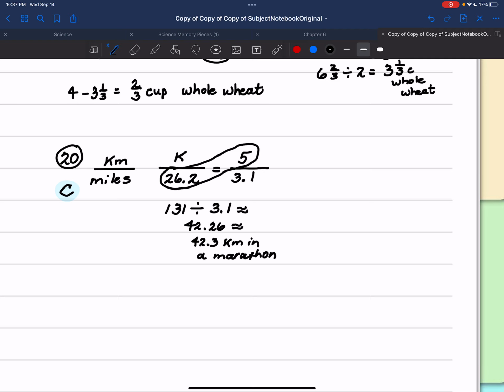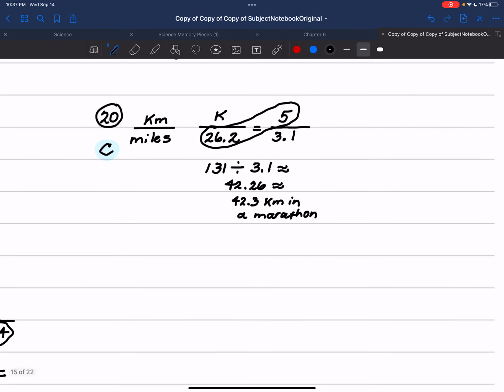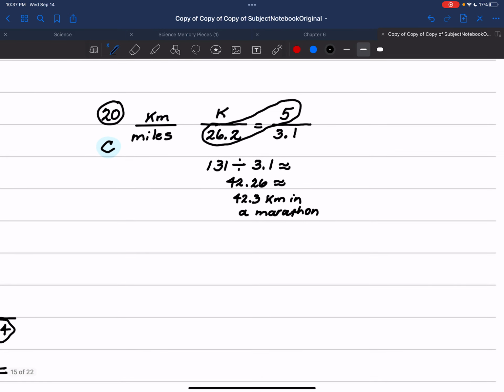More power to Gregory. I can't imagine running that many miles at one time, or at all in a lifetime.